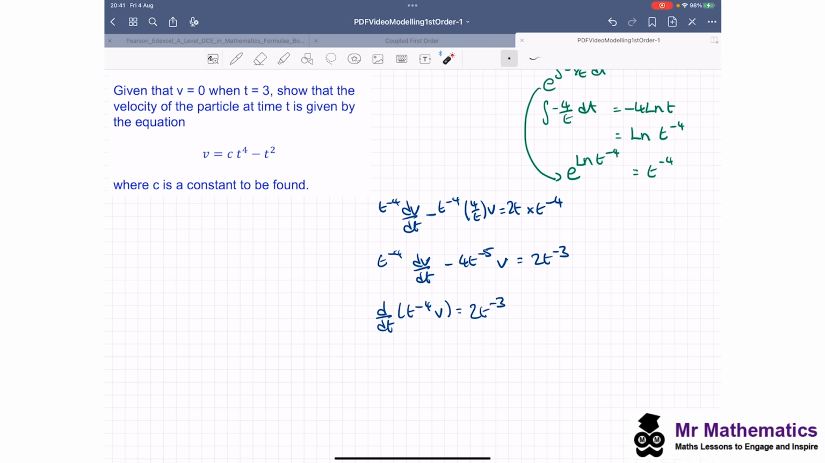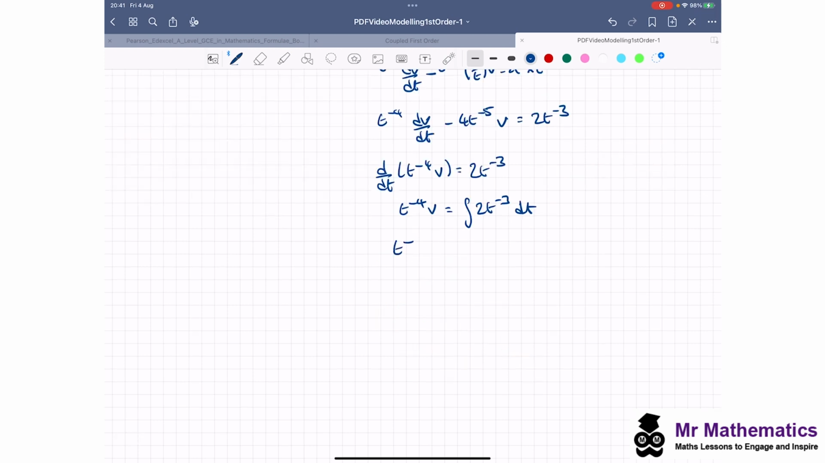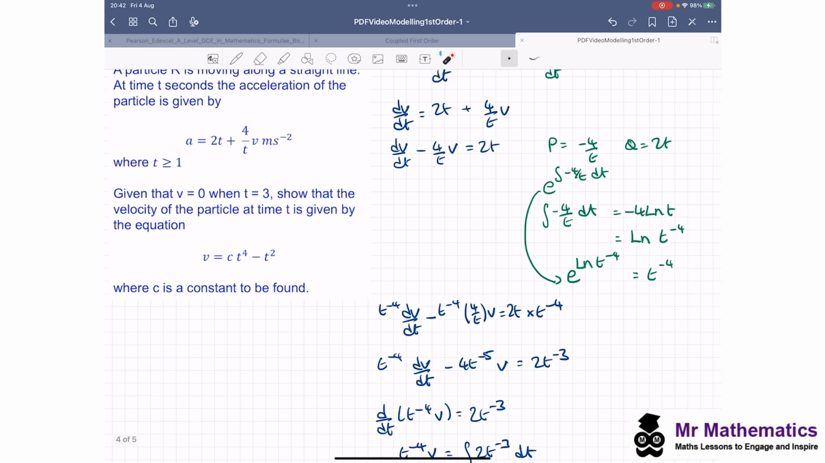We'll integrate both sides with respect to t to cancel this. So now we get t to the minus 4 v is equal to the integral of 2t to the minus 3 dt. So t to the minus 4 v, we'll add 1 to this power, we'll divide by the new power, so we get minus t to the minus 2 plus the constant term. At this point, I can use the boundary conditions to work out this constant. We're told that v equals 0 when t equals 3.